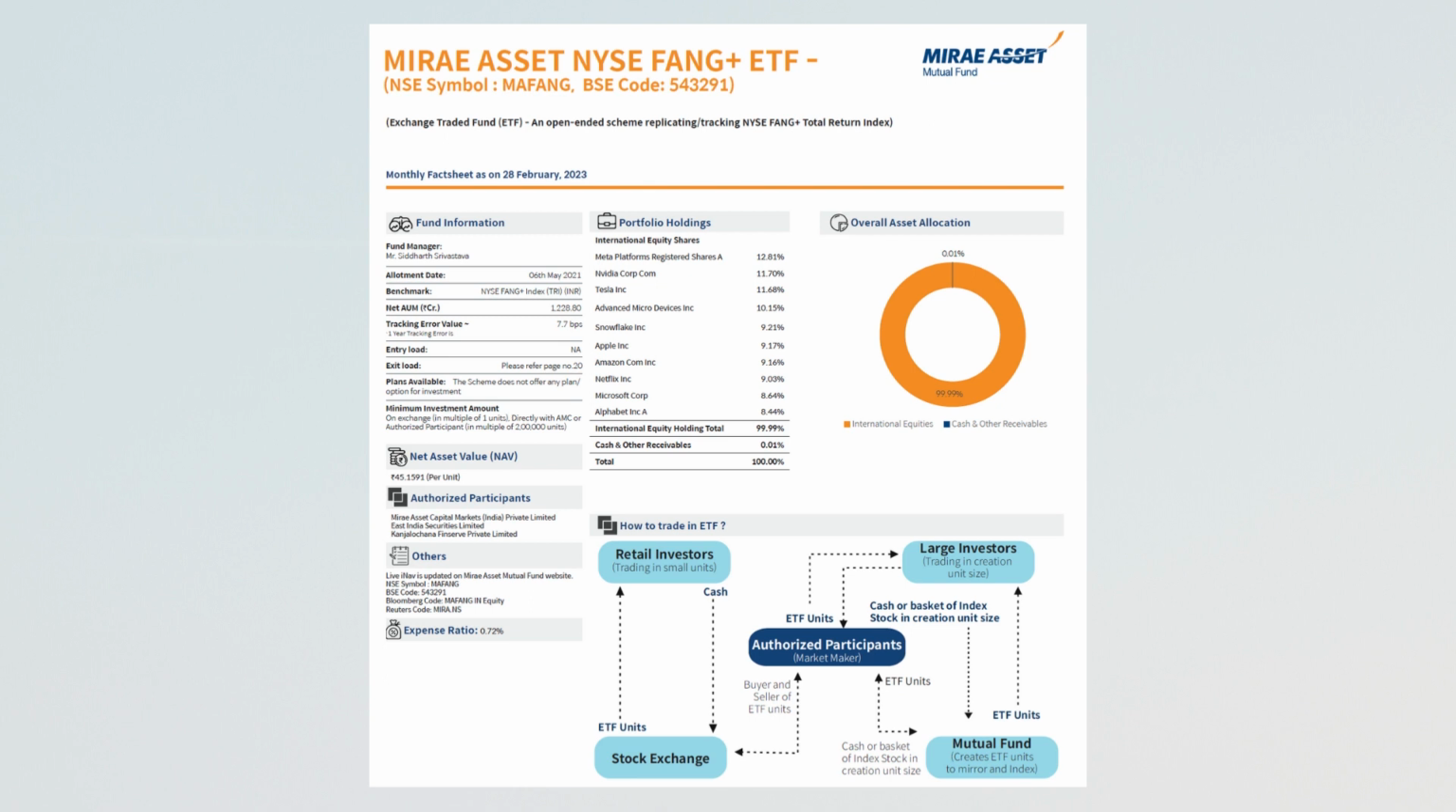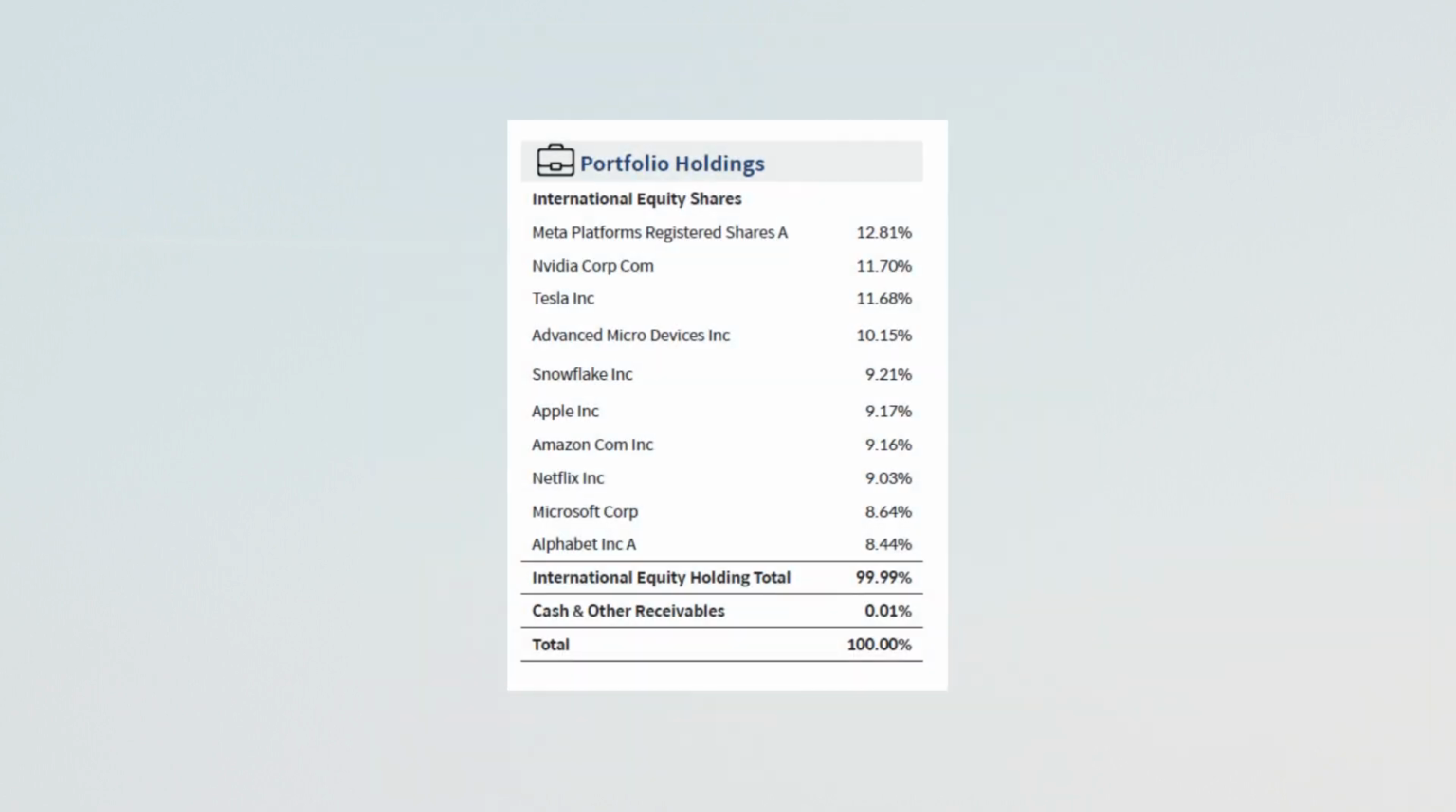Okay. And discussing the top equity holdings as part of the portfolio of NYSE FANG Plus. Again, like we discussed, Meta is around 12%. So this is the highest as of March 2023.